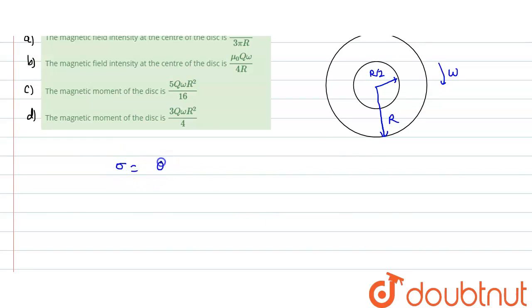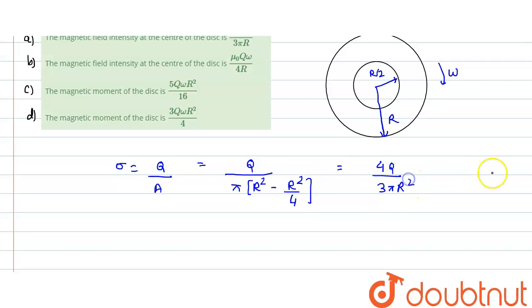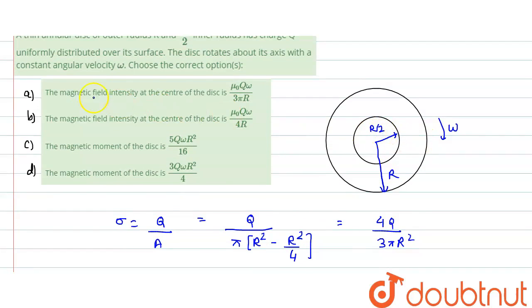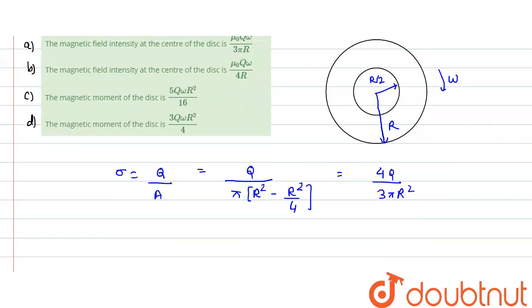So sigma would be equal to charge Q divided by the area. So what would be the area? The area would be pi R square minus R square by 4. So sigma would be 4Q divided by 3 pi R square. This would be the value of the charge density. Why are we finding the charge density? Because the charge which is placed on this disk is rotating. Now if the charge is rotating, then the charge is moving, and moving charge would constitute a current. So current would be constituted, therefore there will be magnetic field and magnetic moment.